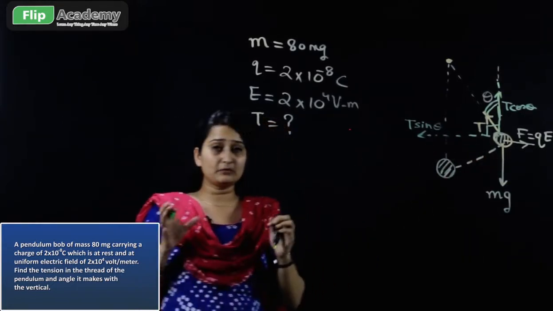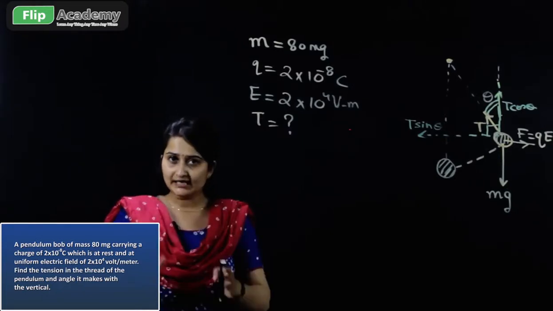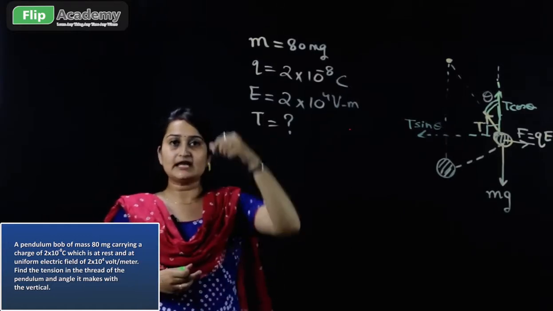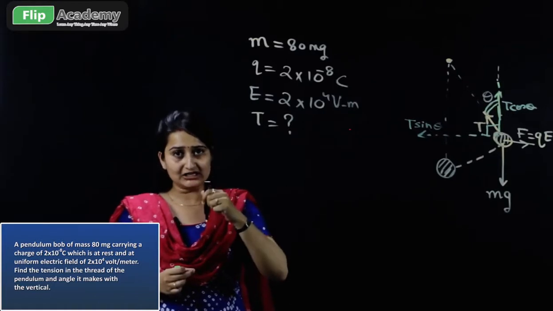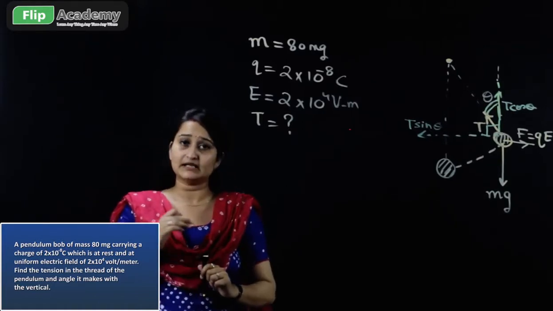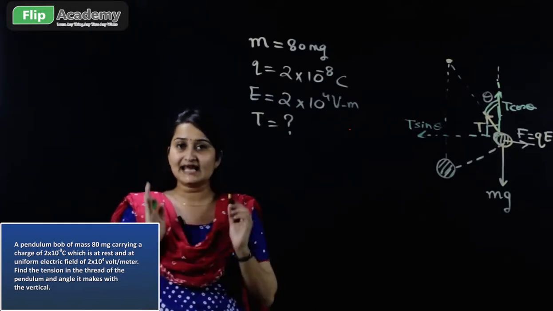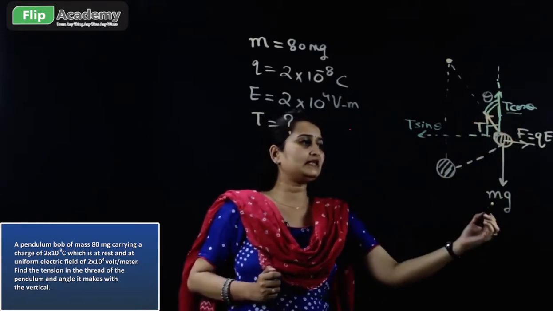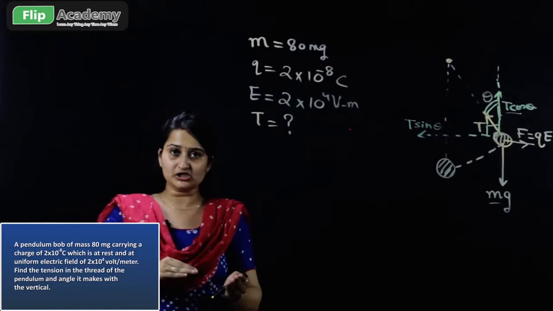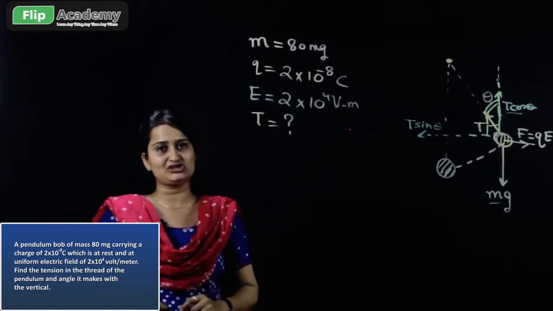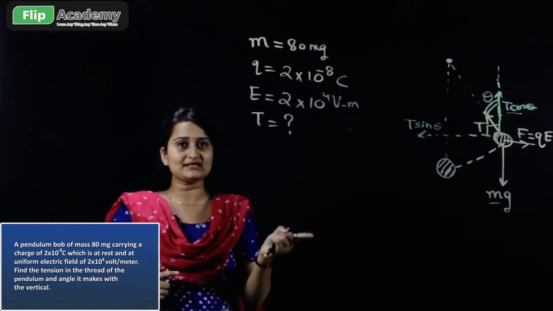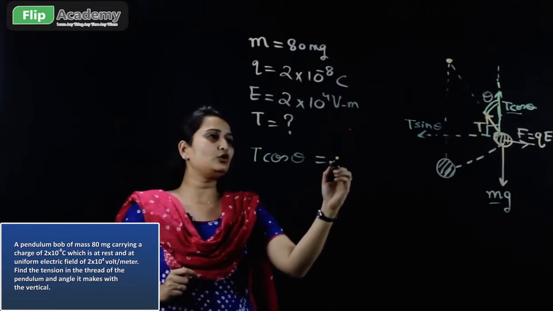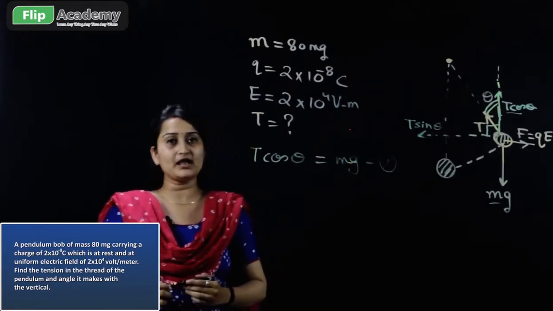Similarly, if I am telling you that the bob is at rest, it is not moving, so the net force acting on the bob is 0. That means if I am talking about the vertical axis, then the total force acting in one direction is equal to the total force acting in the other direction. The two forces are cancelling each other. So from the vertical component, T cos theta and mg are balancing each other, because both are equal and in opposite directions. So from the diagram we can write that T cos theta is equal to mg. This becomes equation number 1.